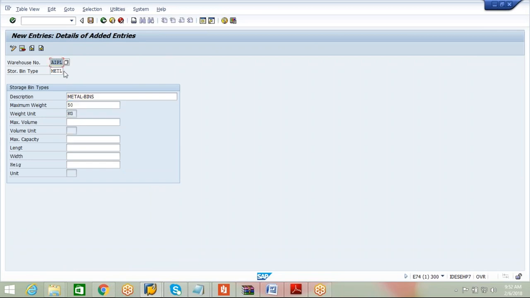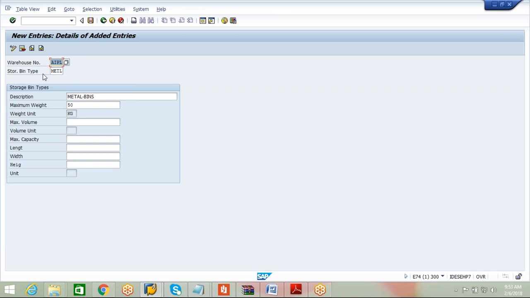Okay, and please see here, whenever you are defining any configuration object or any control parameters or whatever it may be, at which level it is created, please make a note in your own books or Excel sheets or whatever it may be. See here, I am maintaining this storage bin type at warehouse number level. And this storage bin type is not specific to any storage type.